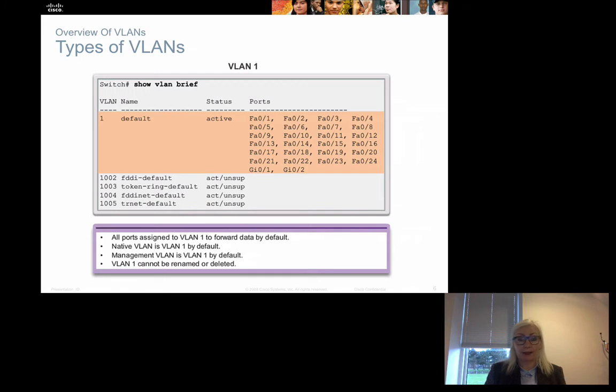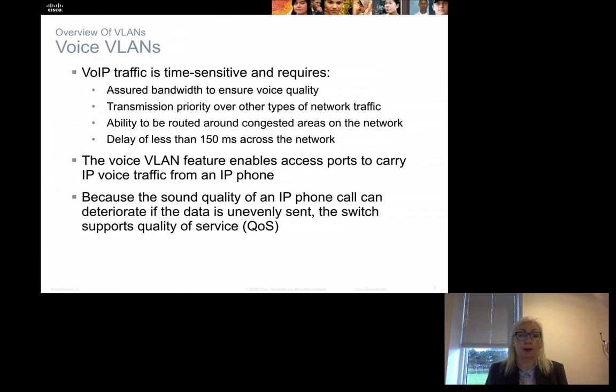The native VLAN is VLAN 1. Management VLAN is VLAN 1. And VLAN 1 cannot be renamed or deleted, so it's always there.